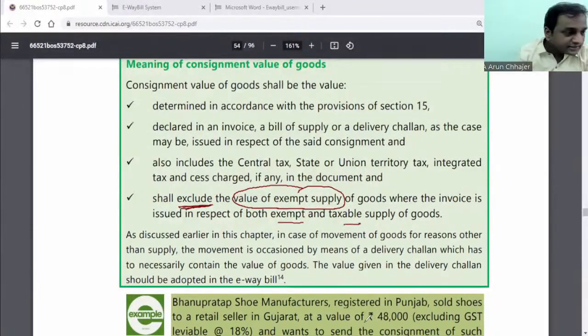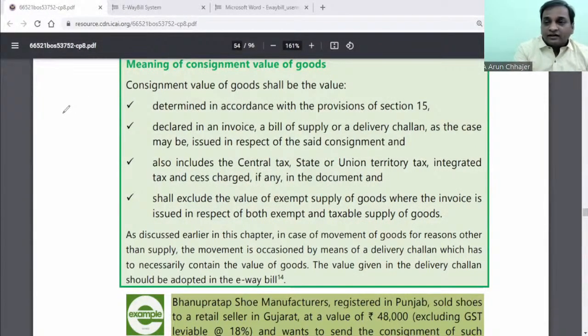So what we have discussed? We have discussed that if the consignment value exceeds 50,000, it is mandatory to prepare the Eway bill in Part A plus Part B both. Who is primarily responsible? Who is causing the movement of the goods? Give me the quick answer.